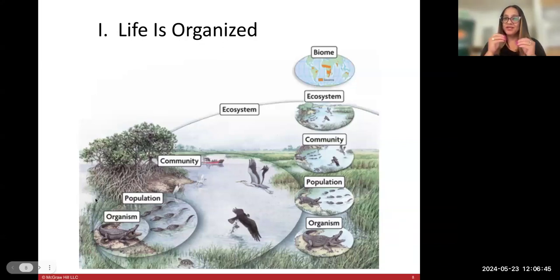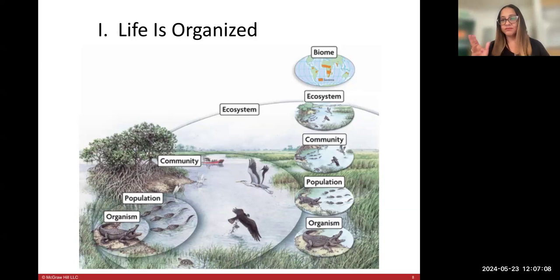An organism is one individual living thing. You have a population of the same organisms. Community is all of the organisms, all of the living things found in that one area. Ecosystem is a little bit bigger. It's all of the living and non-living things: the soil, the sunlight, the water, the air, the oxygen. That is the ecosystem. And then you have a biome.